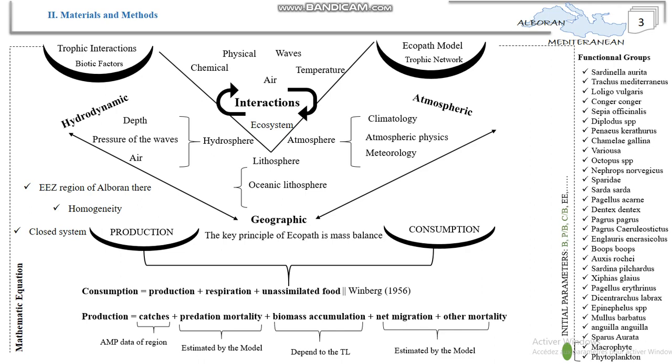So for the choice of the functional groups for our model, those functional groups were extracted from the website Sea Around Us, focusing on two things. Firstly, we choose depending on their economic value in this area, which means the most exploited species in this area, and second, the species that are most representative of our ecosystem, because our aim is to have a model that is more approximate to the real system.